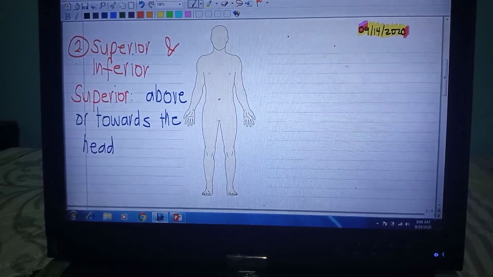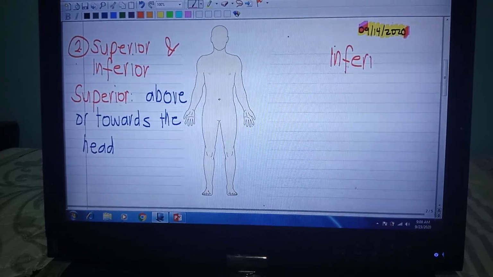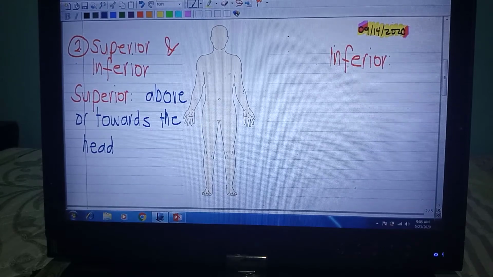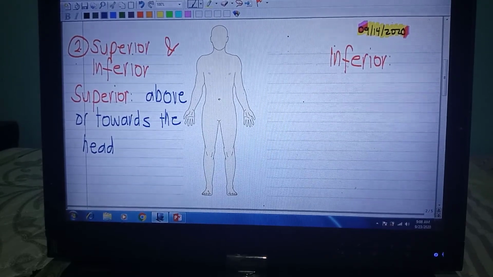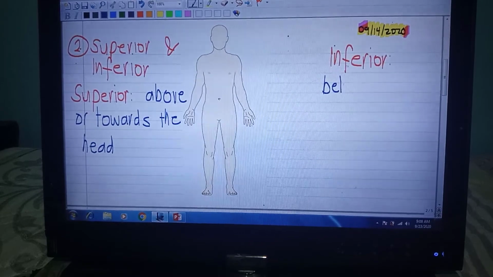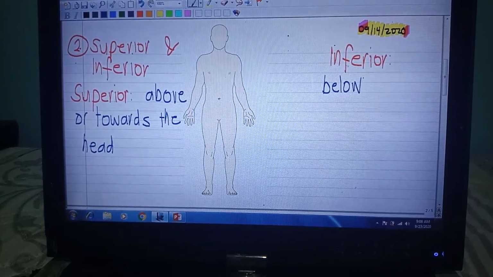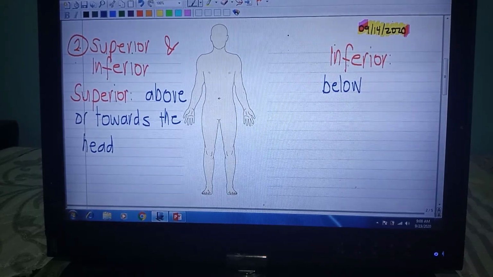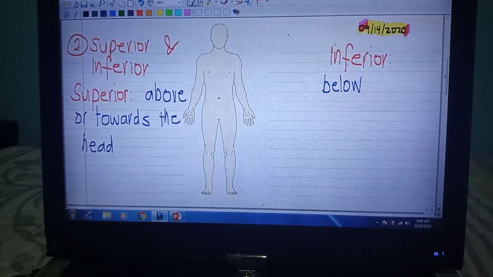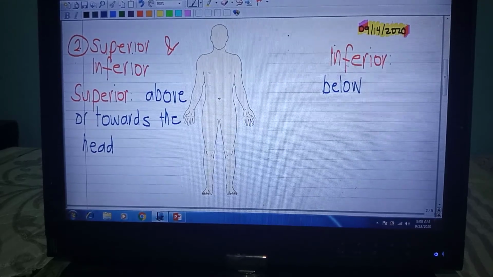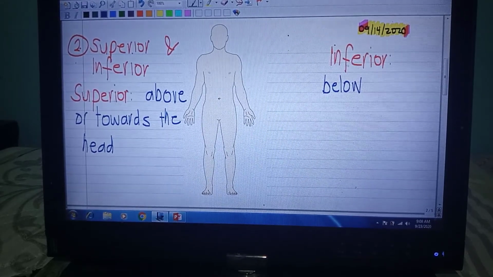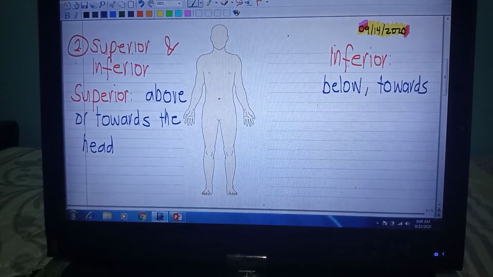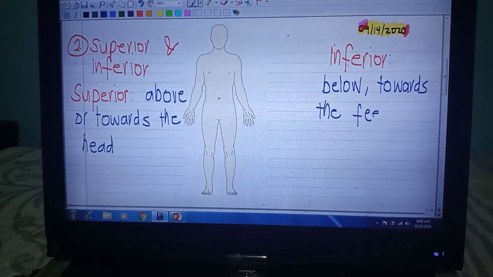Whereas the term inferior takes the place of the word below. Starting from now, dapat hindi na below ang ginagamit mo, kasi nursing student ka, dapat inferior. Grabe naman yung pananalita mo sa akin, that's inferior. Below the belt, that's inferior to the belt. Or towards the feet.